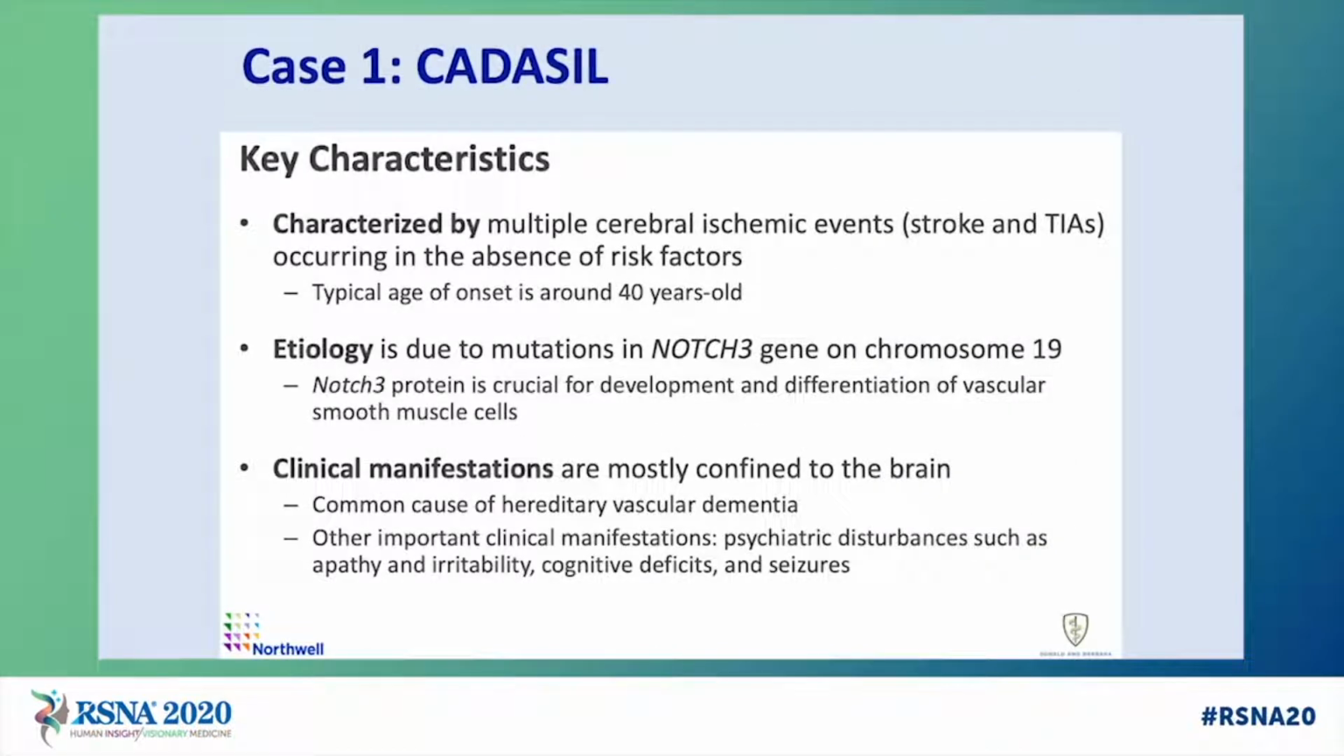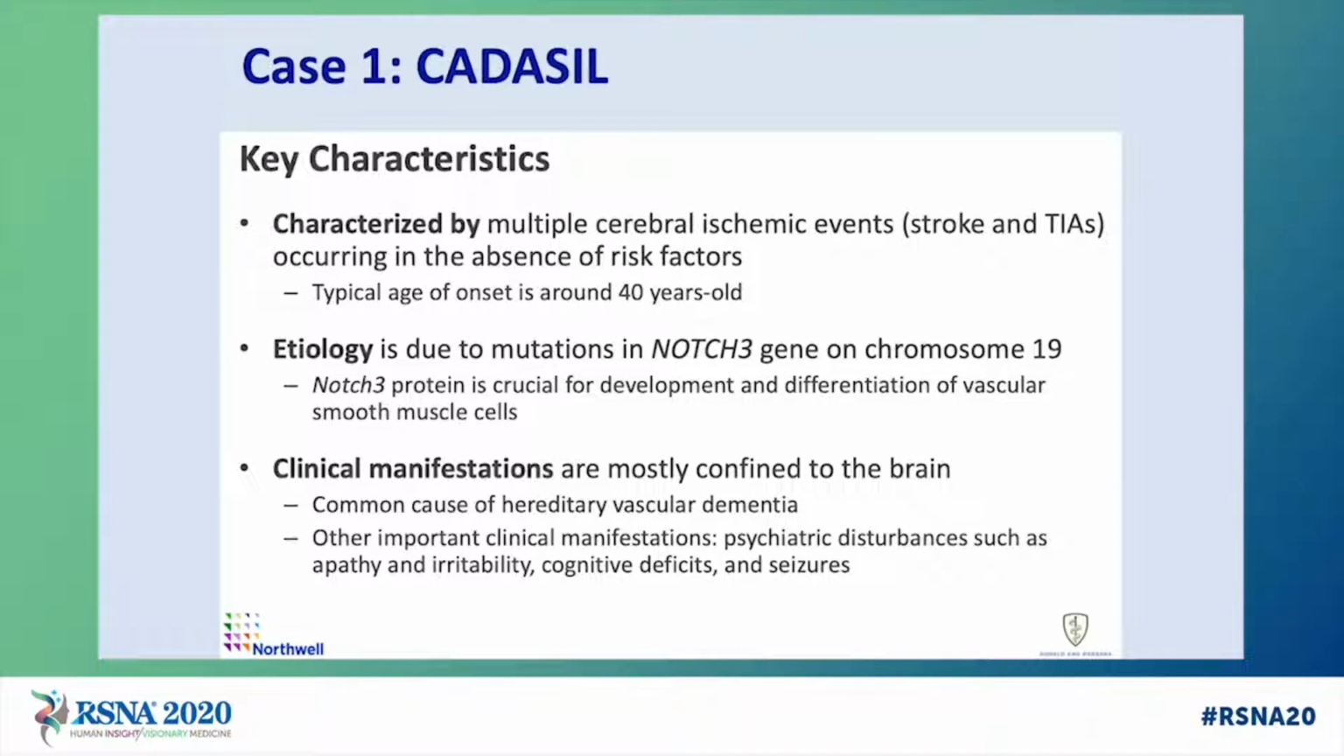Now let's review some key characteristics about CADASIL. CADASIL is characterized by multiple cerebral ischemic events occurring in the absence of other risk factors. The typical age of onset is around 40 years old. The etiology of CADASIL is due to mutations in the Notch3 gene on chromosome 19.